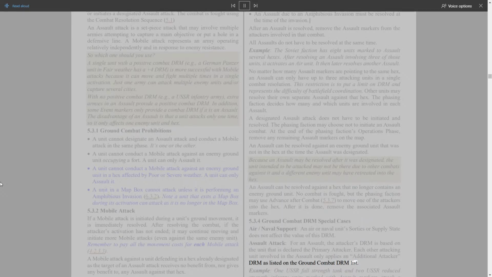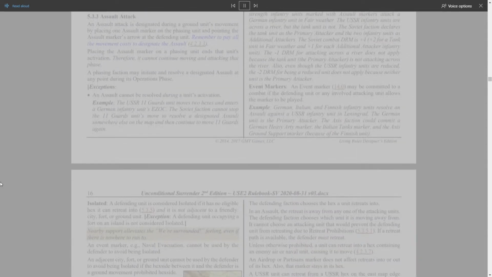Example, 1 USSR full-strength tank and 2 USSR reduced-strength infantry units marked with assault markers attack a German infantry unit in fair weather. The USSR infantry units are across a river, but the tank unit is not. The Soviet faction declares the tank unit as the primary attacker and the 2 infantry units as additional attackers. The Soviet combat DM is +4 or +2 for a tank unit in fair weather and +1 for each additional attacker infantry unit. The -1 DM for attacking across a river does not apply because the tank unit, the primary attacker, is not attacking across the river.